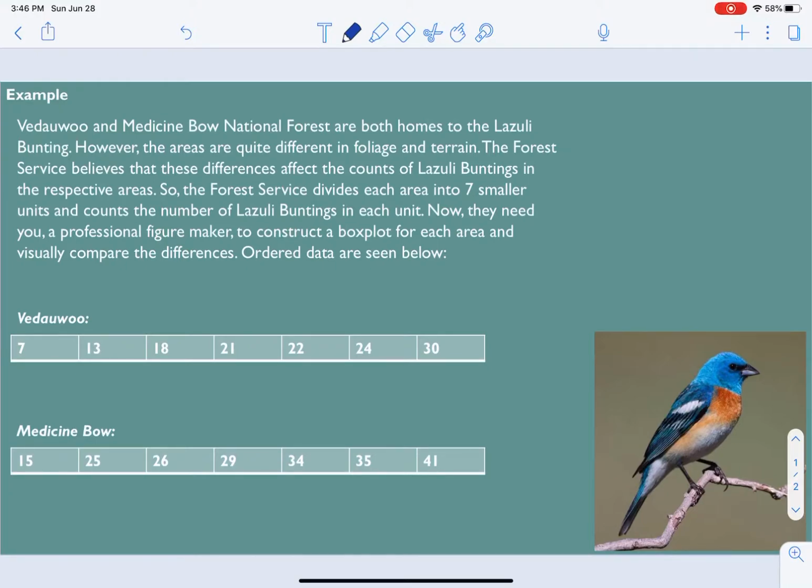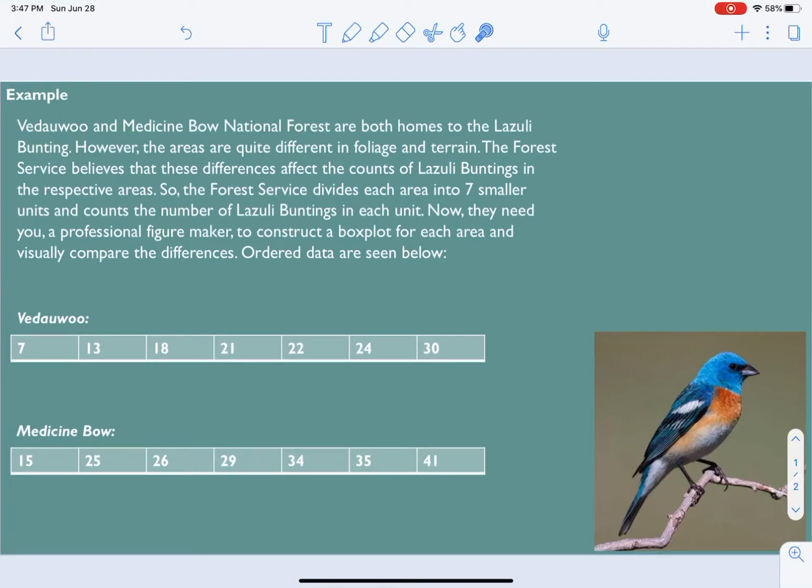So Vitavu and Medbo are both homes to the lazuli bunting, which is this very pretty blue bird right here. Obviously. In fact, I went camping a couple of days ago and saw a ton of them up in Vitavu, and so that inspired me to go find some data regarding them and use it as an example. So that's that. Also, that might have been a little loud, so I'm just going to push the microphone back just a little bit.